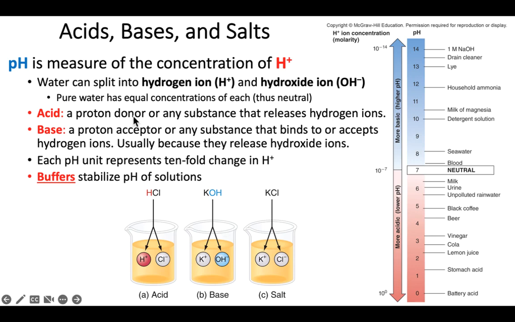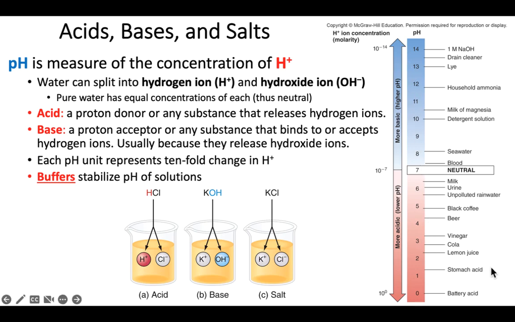All right, so we know what the pH scale means. We know what an acid is. We know what a base is. Buffers help to stabilize the pH. For example, your blood has to have some buffers in it if we're going to keep it at 7.35 to 7.45. So there are buffers in your blood.